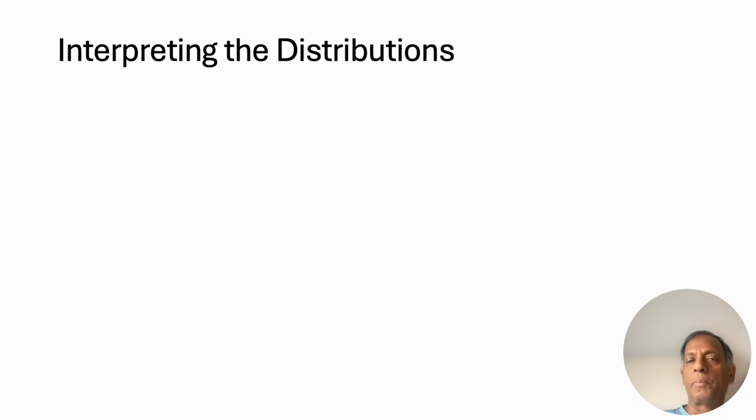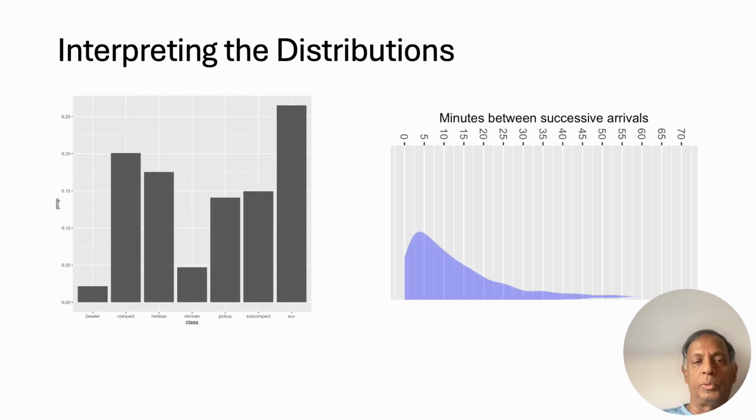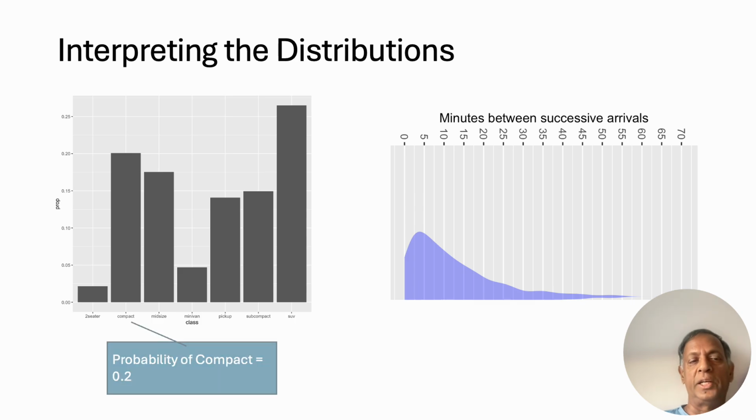So let's interpret some distributions. How do we interpret a discrete distribution versus a continuous distribution? The first one, of course, is a discrete distribution. We've already seen it is of cars, and we can take the height of a particular bar and look at the proportion of cases that that particular bar represents and say that is the probability.